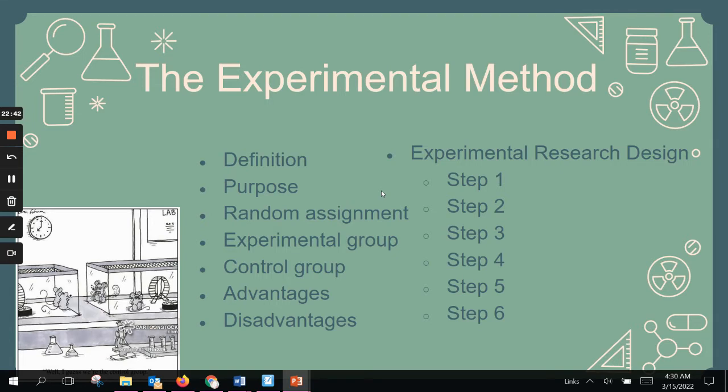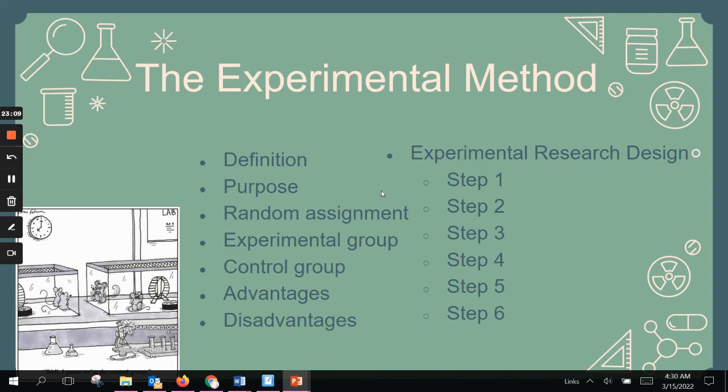In an experimental method, we have an experimental group. So that's the person who's going to get my cancer drug, the Curette. It's the group that we manipulate. And then we have a control group. This is the control group that doesn't have anything done to it. So the advantages are that because we control the variables, we can provide an explanation for behavior. We can identify that cause-effect relationship.